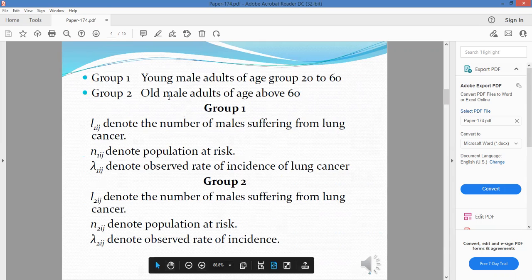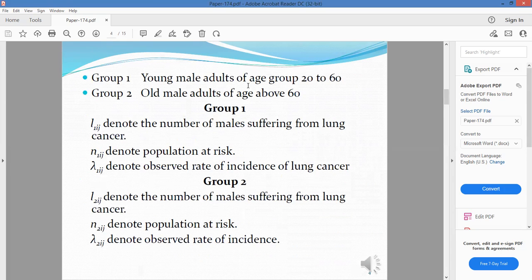Group 1 is defined as consisting of the young male adults, aged between 20 and 60. In group 2, there are old male adults who are aged above 60 years.